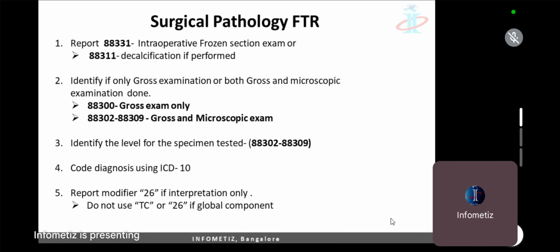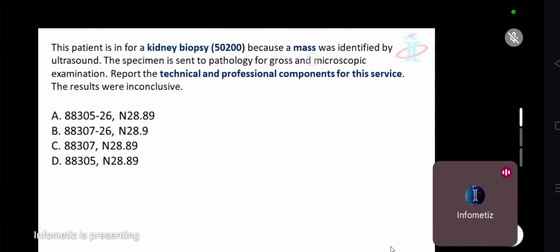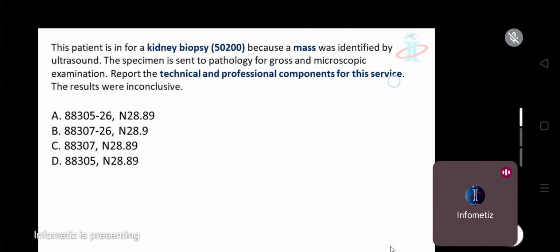Okay? So if we have one code which is shared by 2 people, doctor and technician, and we have to code only for the doctor, add the 26 modifier. If we have to code only for the technician, add the TC modifier. Surgical pathology is a code where 2 people have shared. If they are asking you to code for professional people, then you have to add 26. If they are asking to report technical and professional component both, no need to add the 26 modifier. Just code a simple code.